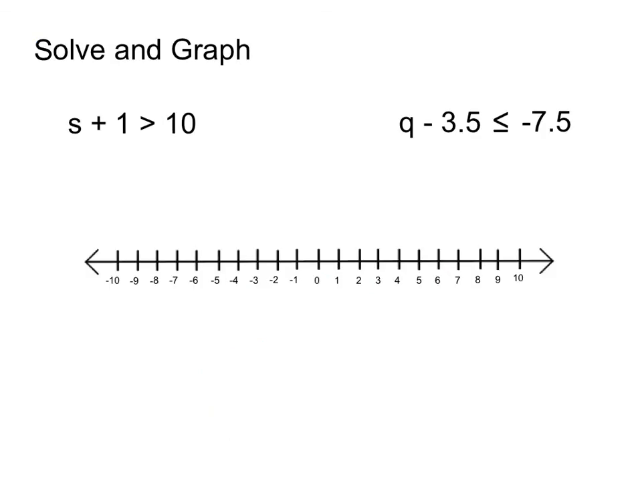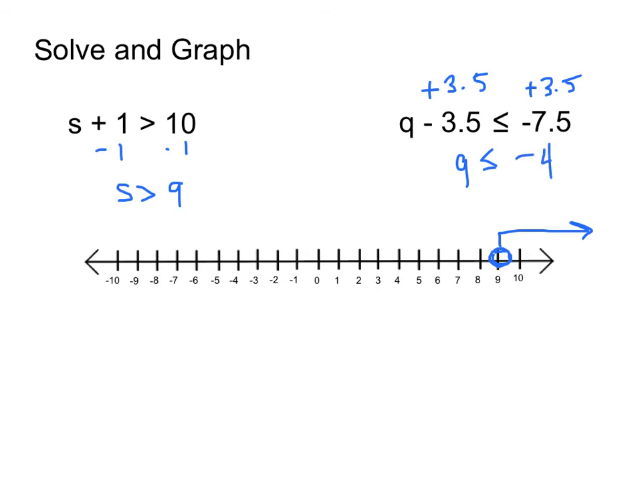And so here's a couple more examples here for you. And so we're going to subtract 1 from both sides. So s is greater than 9. And so I can go to 9. This is an open circle at 9 because it's just the greater than. And then it's everything greater, which is always to the right. And then here, I can add 3.5 to both sides to get my answer. And that gives me q is less than or equal to negative 4. And so I go to negative 4, and now this is a closed circle at negative 4. Then I can go everything to the left. And so that's really all we're doing for solving and then graphing inequalities.